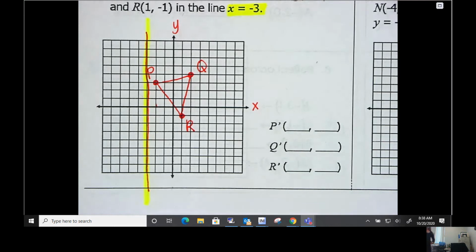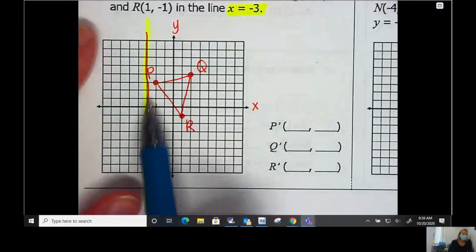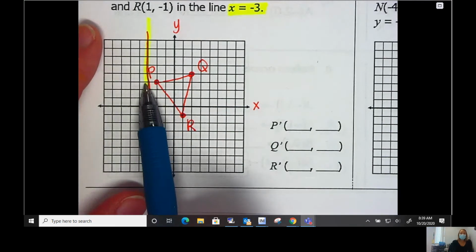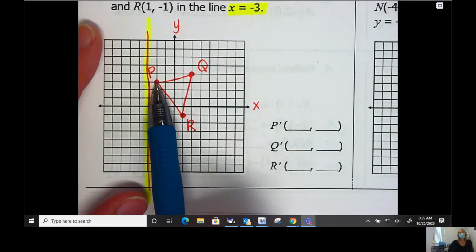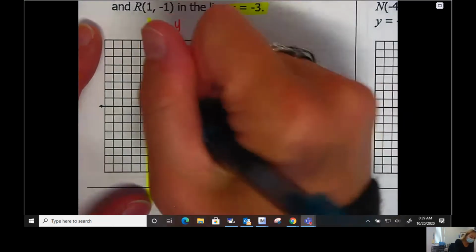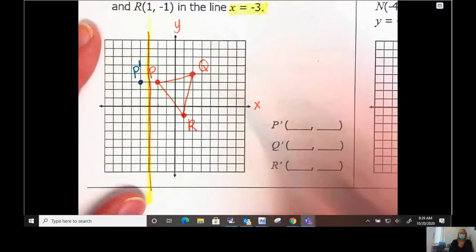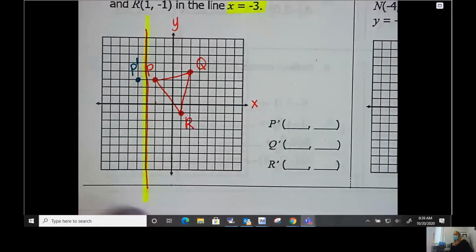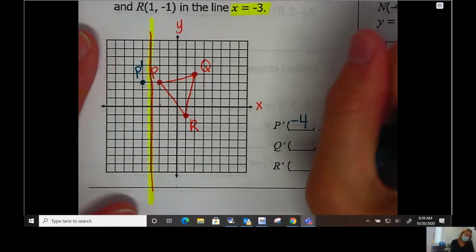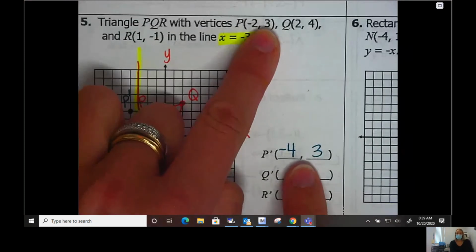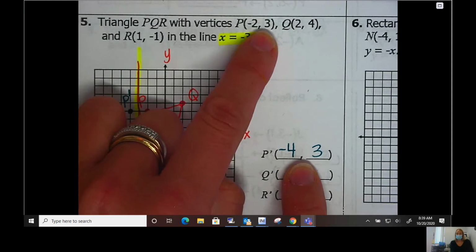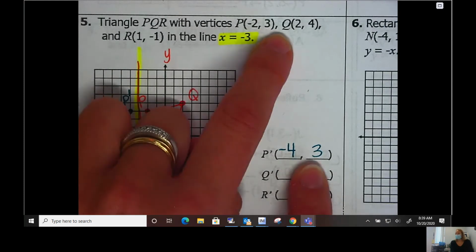So it's just going to get flipped over to the other side. And all I'm going to do is count how far away each point is from the yellow line. So on the same line, point P is how far away from this yellow line? 1 box to the right. So which way does Miss Massa have to go? 1 box to the left. There's your P prime. What's the coordinates of that P prime? -4, 3. If you go back to the original, which one changed? Just the x changed. The y stayed the same.